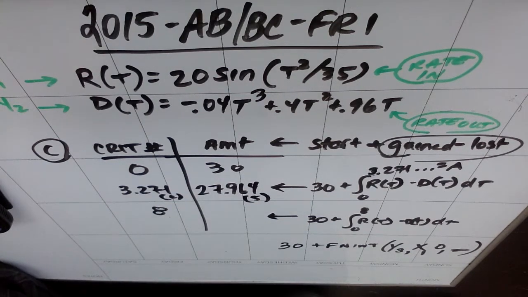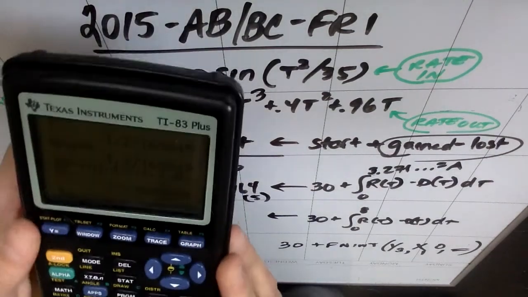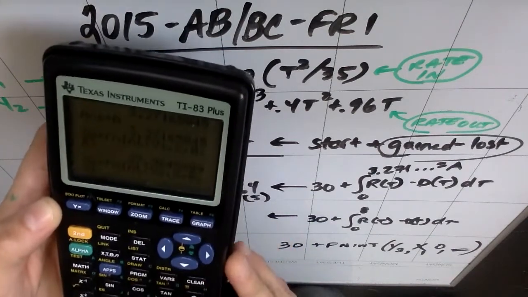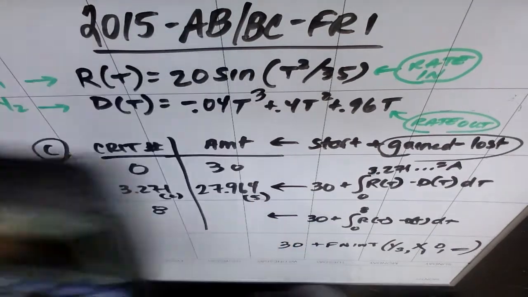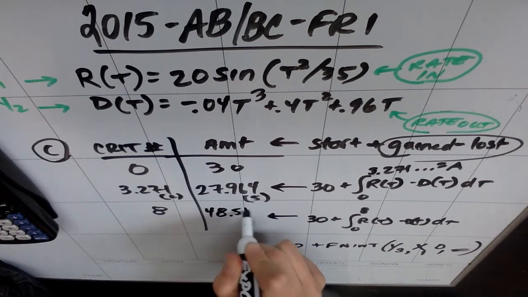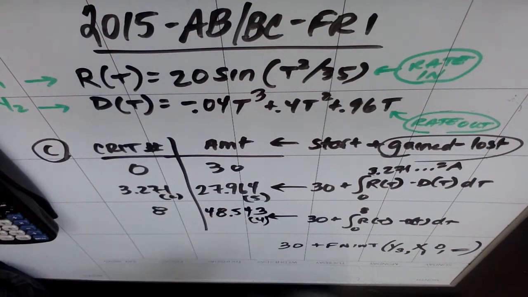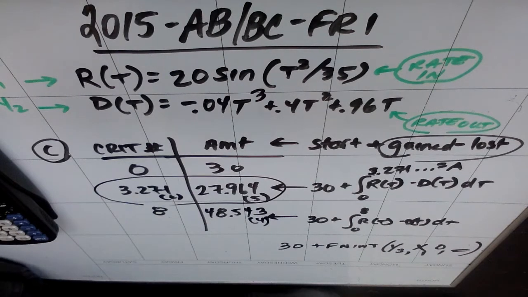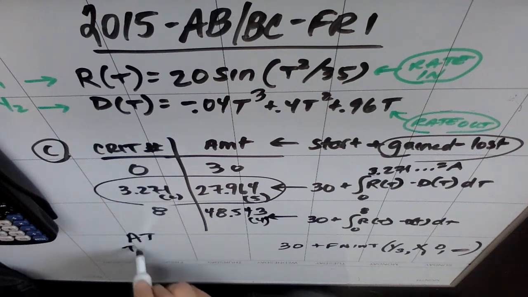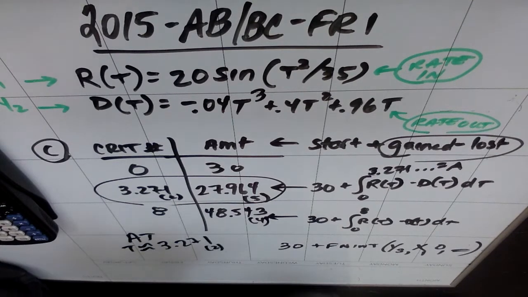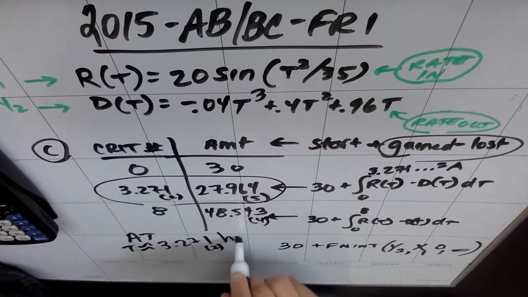Then I need to find the value at 8, and in order to do that, I'm going to do second enter and just change that A to an 8, and I get 48.543 or 4. So my answer is that the minimum amount is 27.964. Their question was, at what time is the minimum amount? So at t equals approximately 3.271 or 2, and that is in hours.